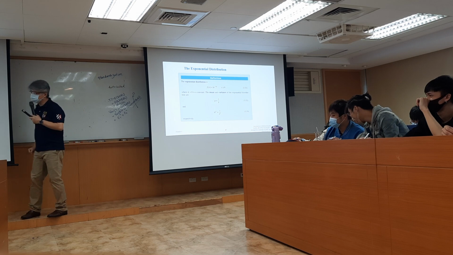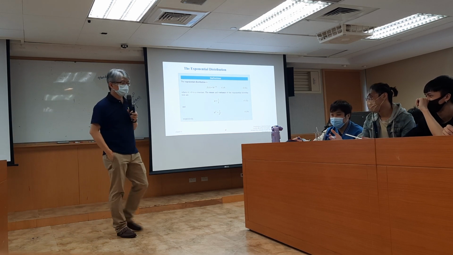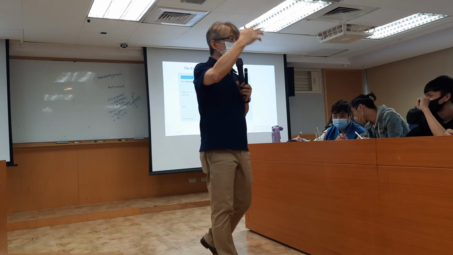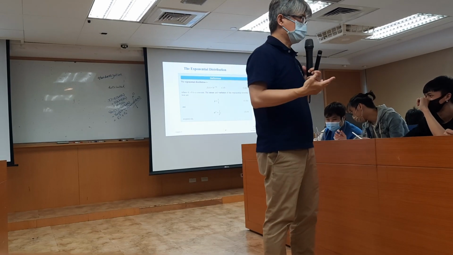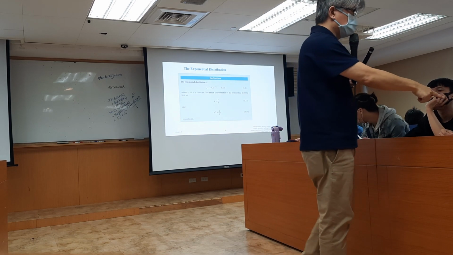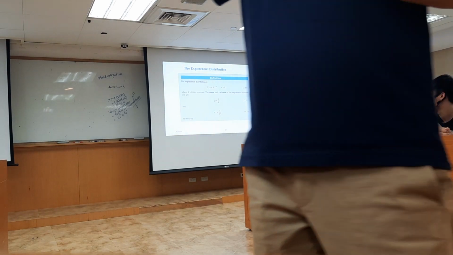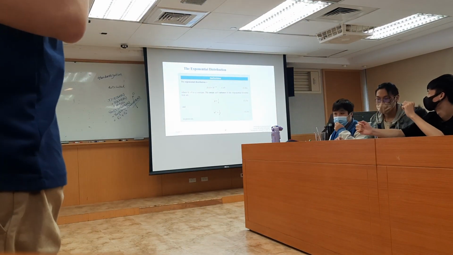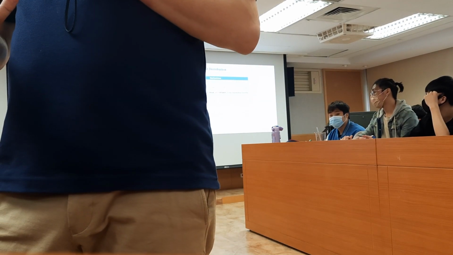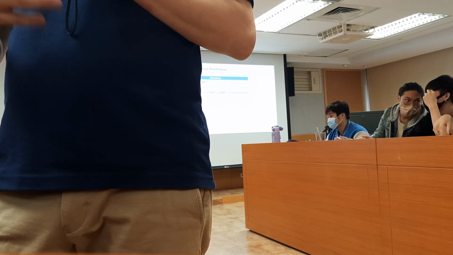So the exponential distribution is typically used to describe how long an electronic component will survive, like a light bulb, a PCB, your CPU, the lifetime of a pad, or any electronic component, or your iWatch. How long it's going to survive.